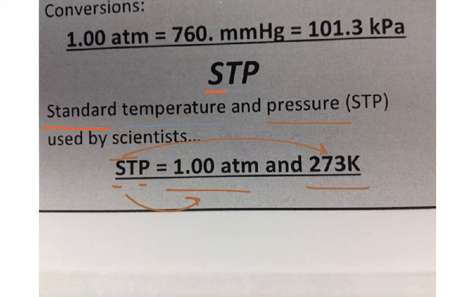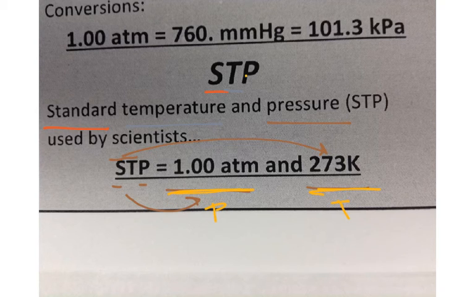Just like if I said I ran a marathon, everybody would know that I ran 26.2 miles. If I'm telling a scientist or a student in chemistry that I put my gas at STP, I am telling you its pressure is 1 atmosphere, and I am telling you that its temperature is 273 Kelvin. I am telling you the exact things. It's like me writing it out for you. Instead of saying 273, I just say standard temperature.